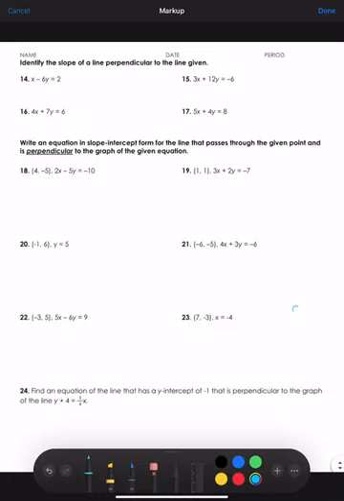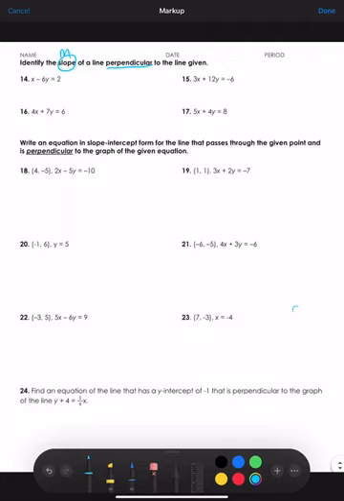So starting from the top, we're pretty much going to walk through the same exercises on the first page, except this time we're dealing with perpendicular lines. It says, identify the slope of a line perpendicular to the line given. So slope is m, and the slope of a perpendicular line is not the same.